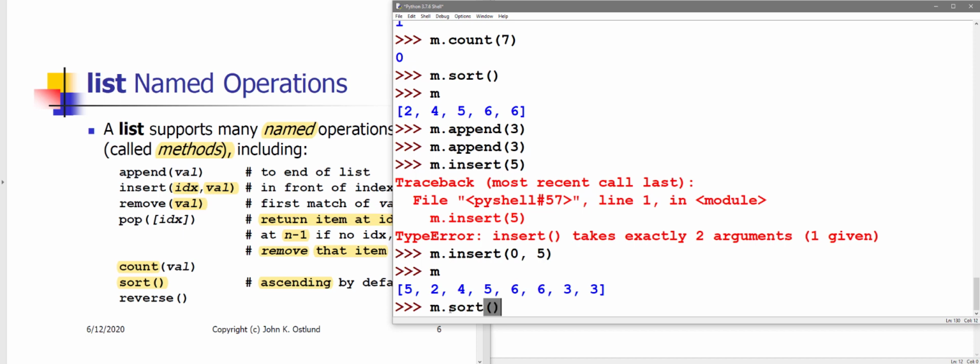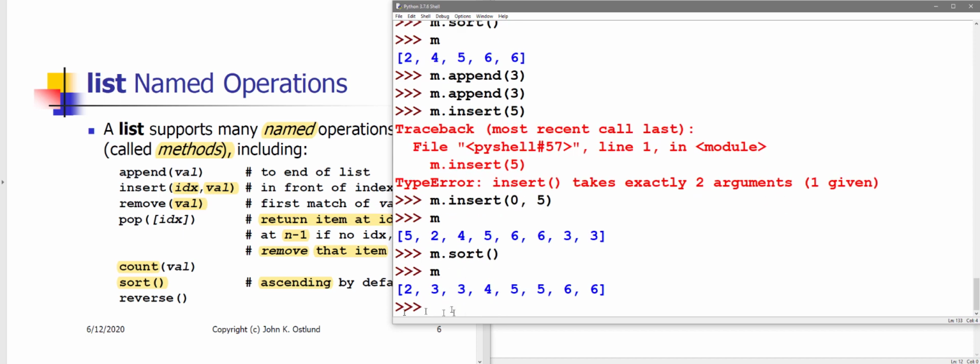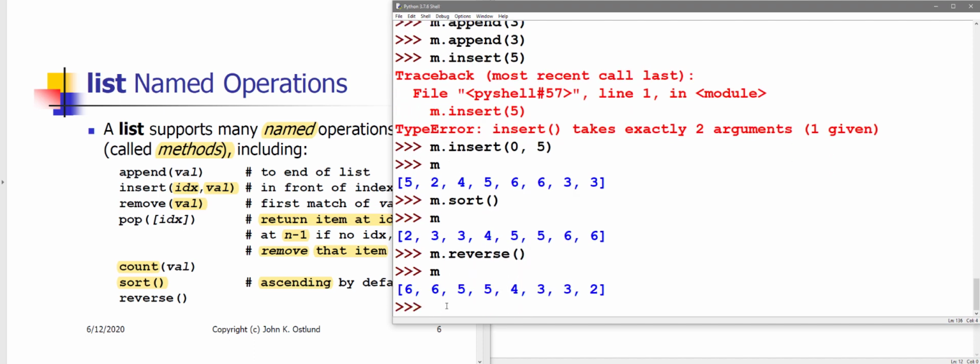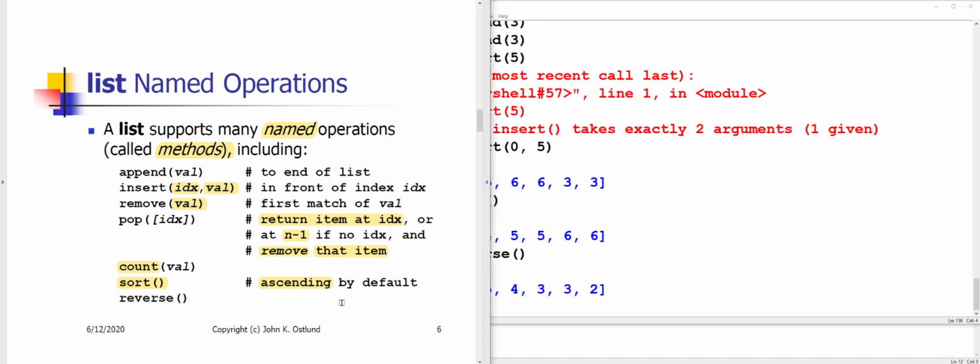And if I sort, now I've got 2, 3, 3, 4, 5, 5, 6, 6. I can also reverse whatever is currently in the list with the reverse method. And that does what it sounds like it should do. So these are 7 named methods that I can use to find out about and modify the list. There are several others that we just won't get into.